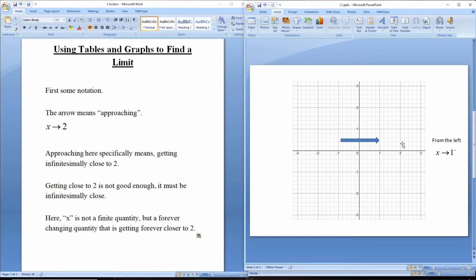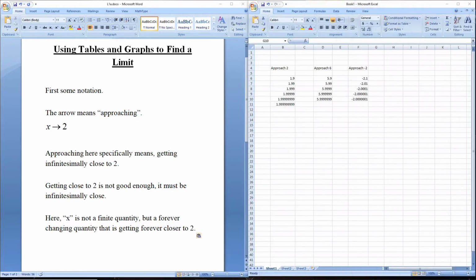And we could also approach this from the right. And from the right then gets the plus sign in the exponent position, the superscript. And again, this means choosing numbers like 2, and then 1.9, and then 1.2, and then 1.1, 1.001, 1.0001, getting closer and closer to 1, but from the right.